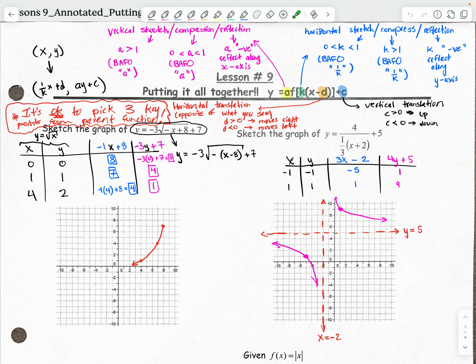If this was, let's say, x plus 2, well, the D value would be negative 2. So it's the opposite of this. So negative 2 implies that it's moving to the left 2 units. And we could see this in further questions as well.